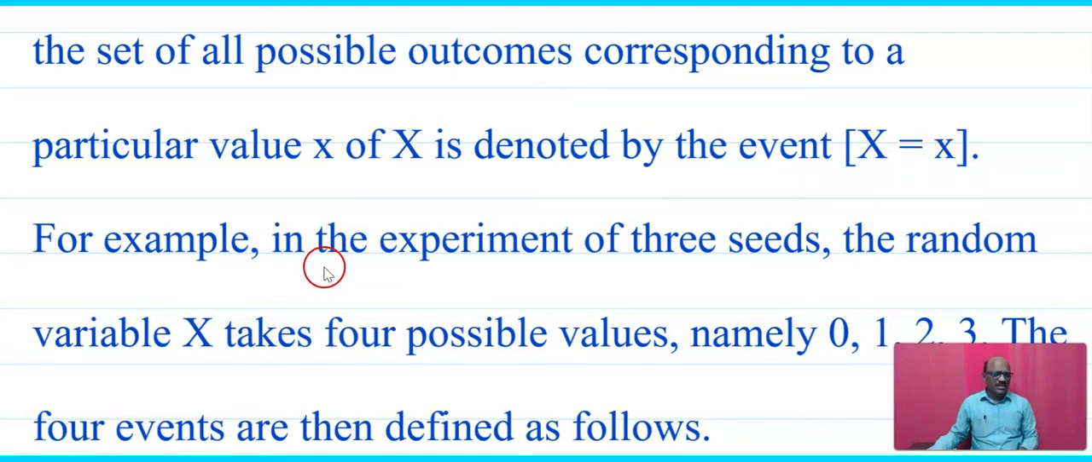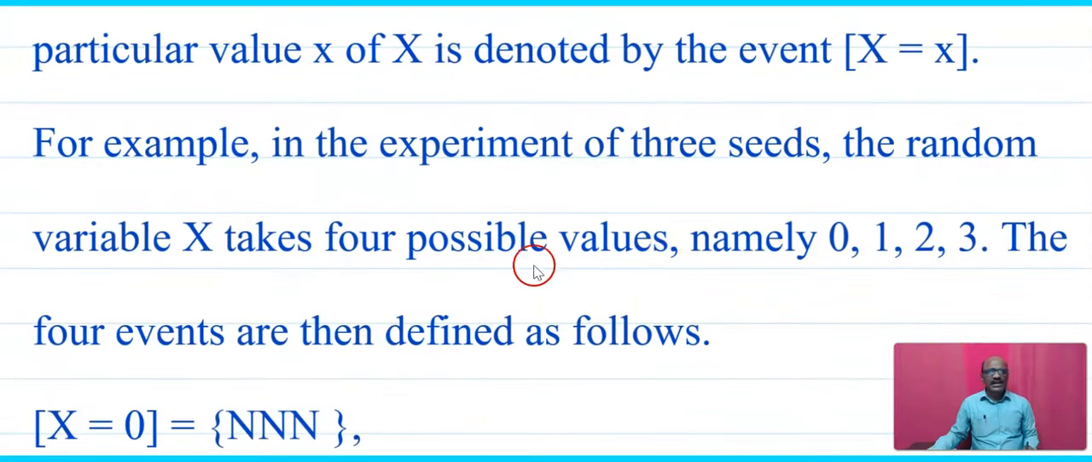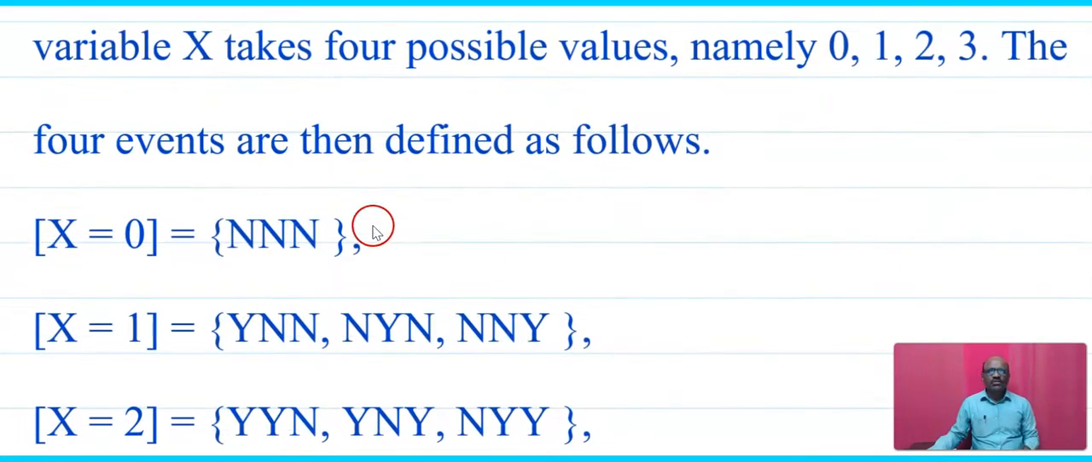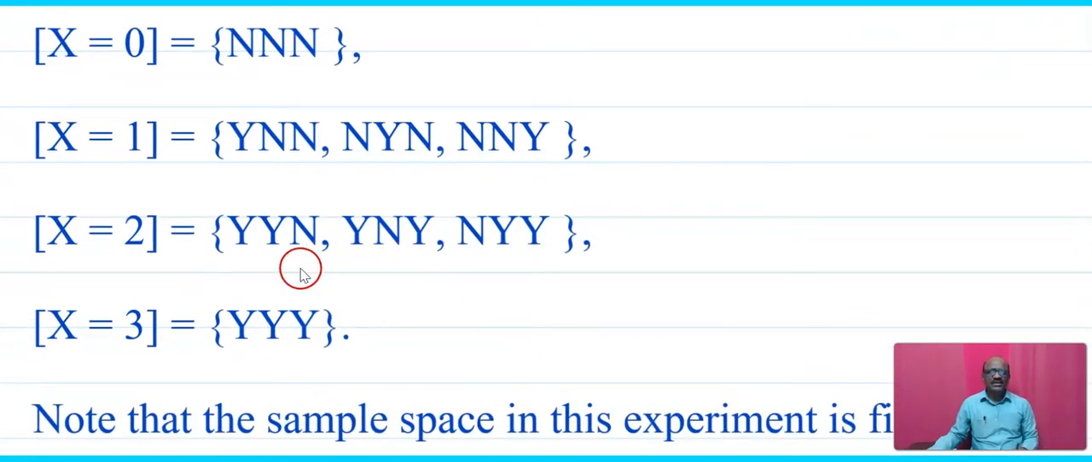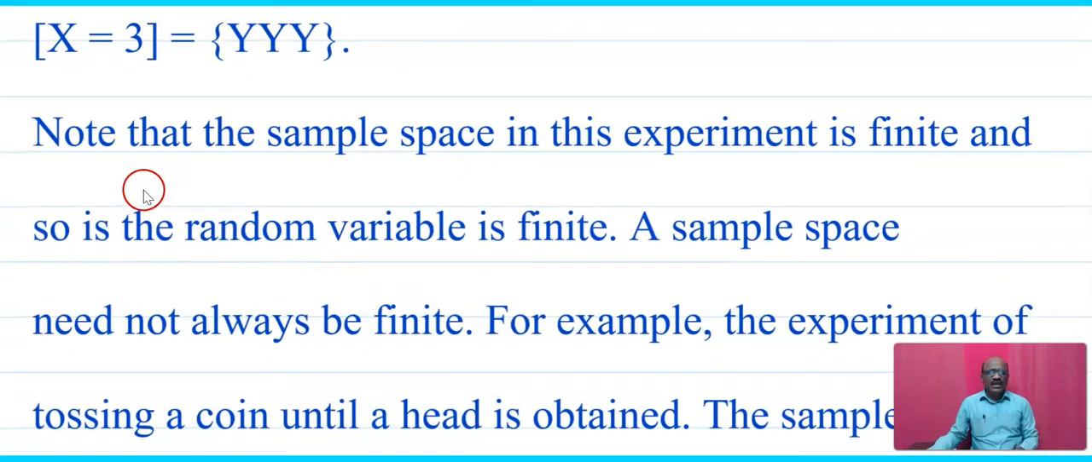For example, in the experiment of 3 seeds, the random variable X takes the 4 possible values, namely 0, 1, 2, 3. The 4 events are then defined as X equals 0, none of them is germinated, then this is NNN. X equals 1, 1 is germinated, then 1 Y is there. X equals 2, 2 are germinated, then double Y is there. And X equals 3, 3 germinated, then 3 Y is there. Note that the sample space in this experiment is finite, and so the random variable is also finite.